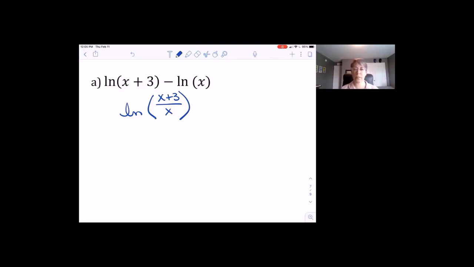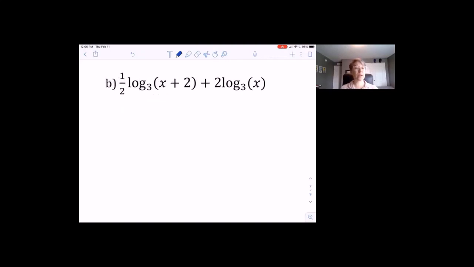So you can only work with it as such. For part B, we have a couple of things going on. Notice in both logarithms, there is a coefficient in the front. We can actually move that coefficient back into an exponent position for both.